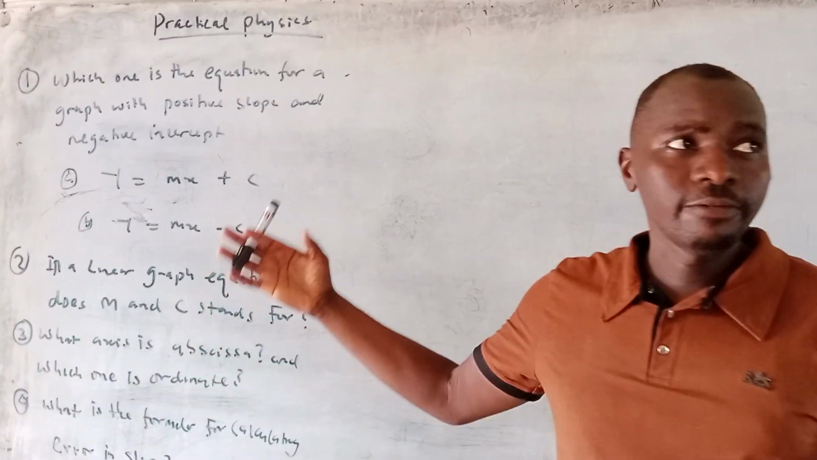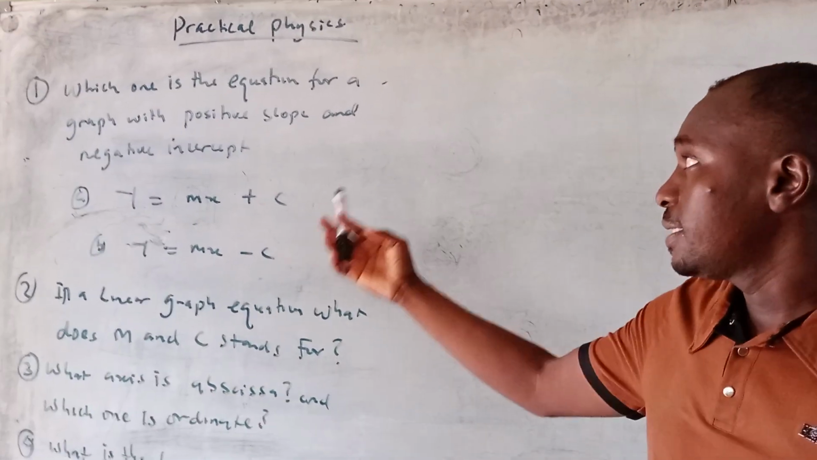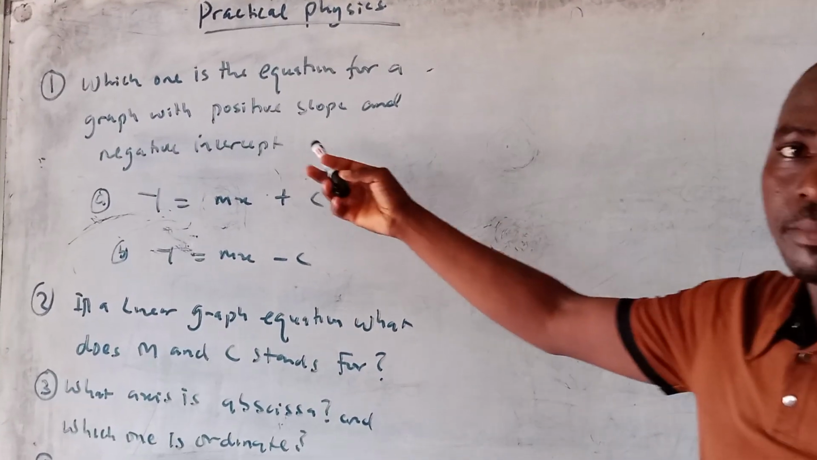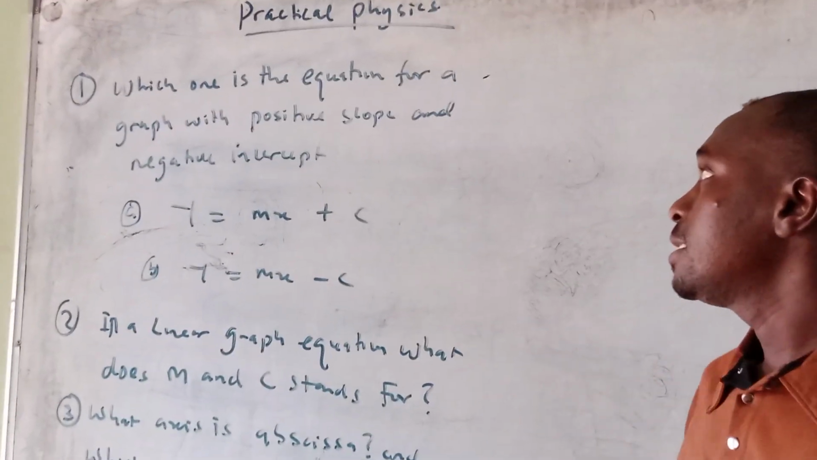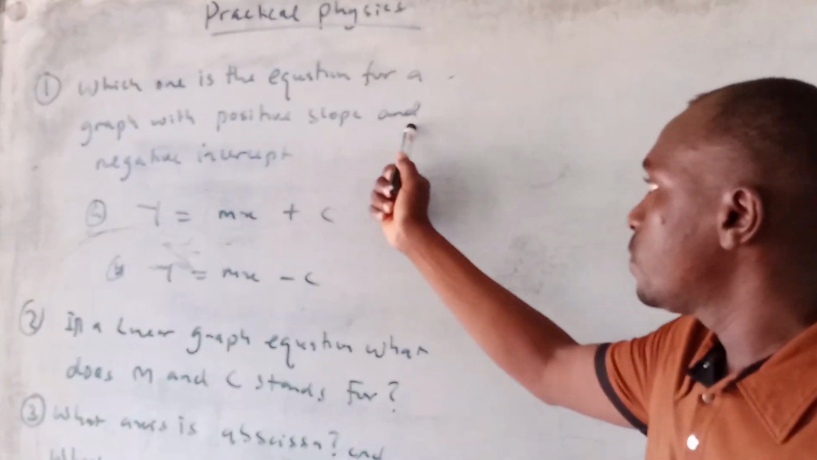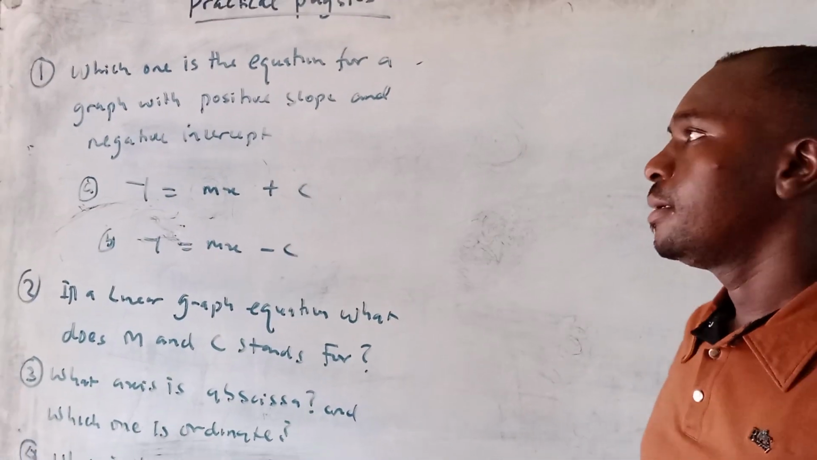And we are going to make a revision of some of the classical questions in physics. As you can see here, we have some of them, which we're going to start with. Number one says, which one of the equation is for a graph with a positive slope and a negative intercept? We have A and B here.